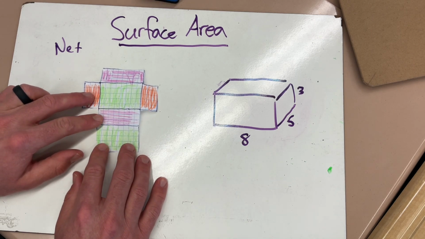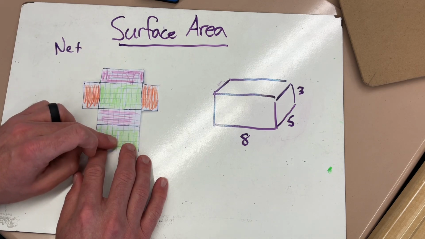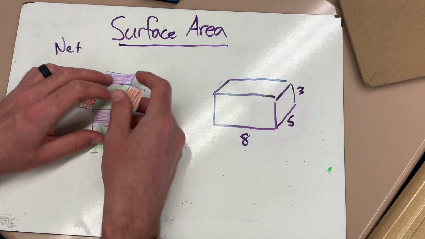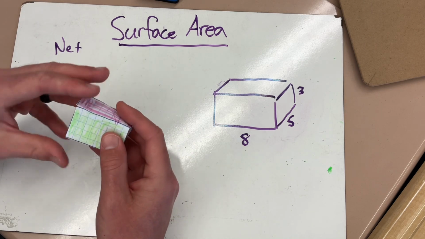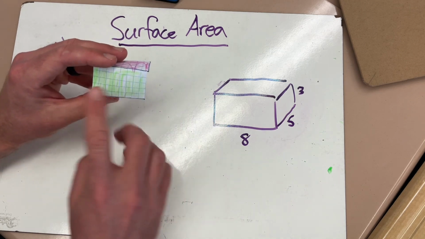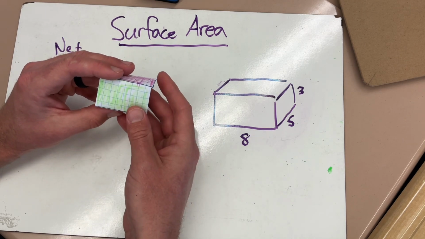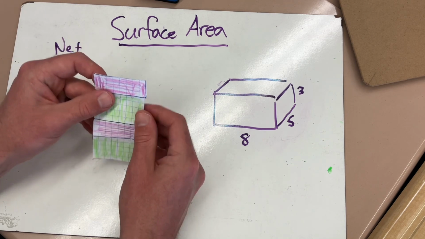Now that I have my net, I can find the actual area of each one of those pieces. But let me show you that again one more time. I'm going to hold it up like this, and ignore the side pieces as much as possible. What I think is really helpful is to open it up into a nice big rectangle like that.